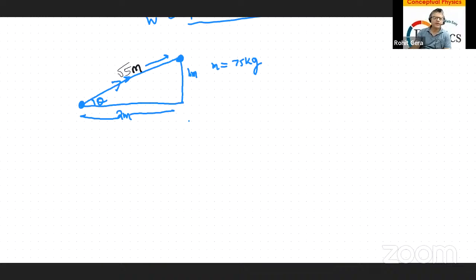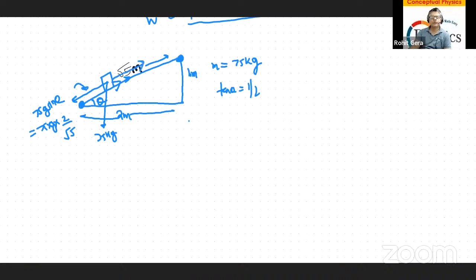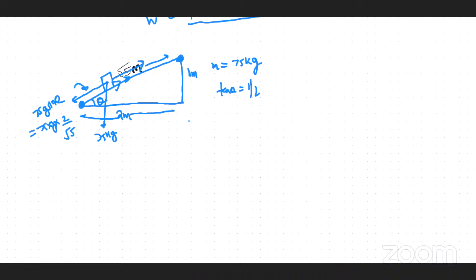If I do the resolution of forces, this is 75 kg, and he is being pulled down by a force which is 75 g sin theta. We know tan theta is 1 by 2, and sin theta therefore is 2 by root 5, so the force acting is 75 into g into 2 by root 5. So he works against this force and applies the same force to oppose it, mg sin theta, and is able to go up.